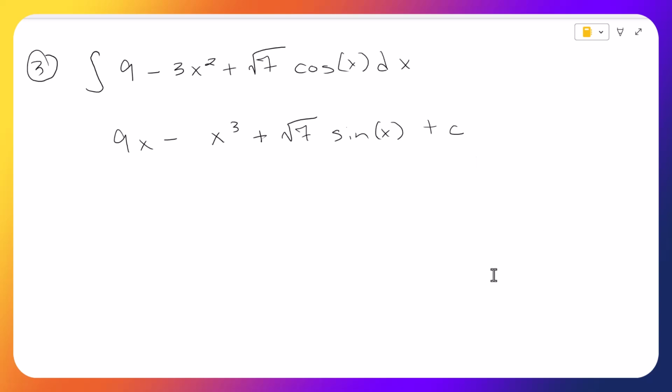And boom, the integral of this is just that. It's making connections between them: if I differentiate this, will it give me that? What is the derivative of 9x? 9. What is the derivative of negative x cubed? Negative 3x squared. What is the derivative of the square root of 7 sine x? Square root of 7 cosine x. Boom. Okay, question 3 done.